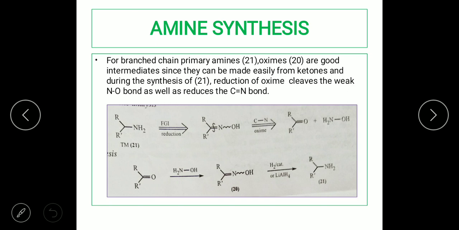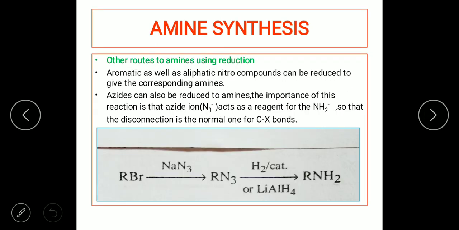So this is how we can do amine synthesis without using alkyl halides as the intermediate, but by using acyl chlorides, ketones and aldehydes as the intermediates, which can give rise to stable synthons and reagents.